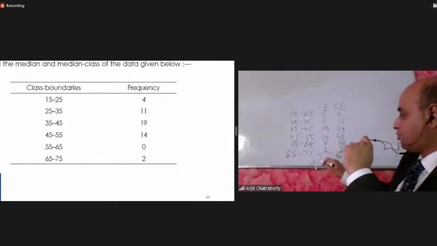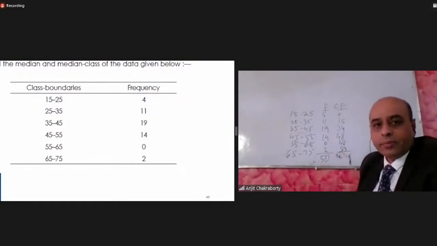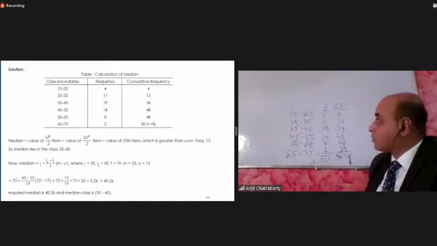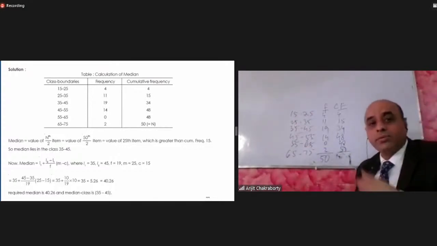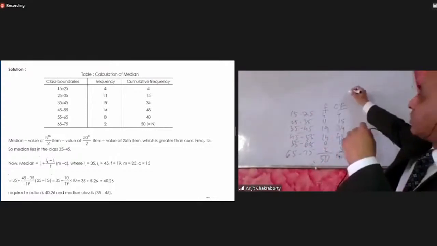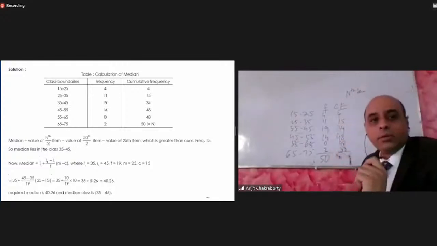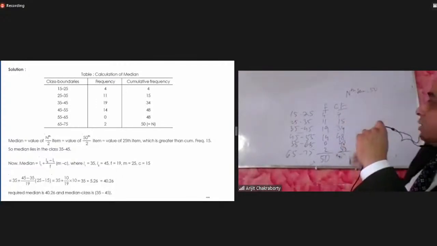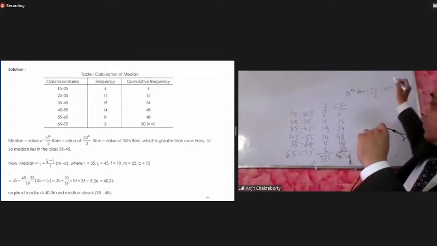So the total is 50. Fine. Now in case of class, when we have these classes, instead of n plus 1, the rule is nth term. When you have these class frequencies, frequency distribution, here we can see n is 50. So 50 by 2, that is the 25th term.